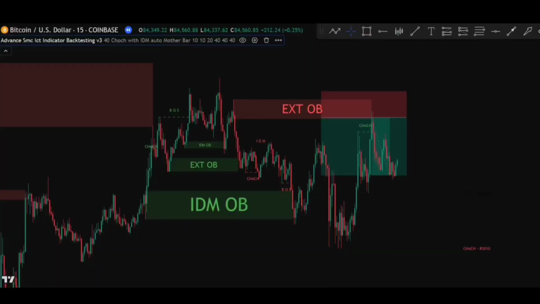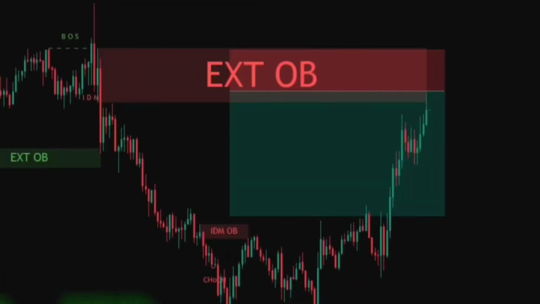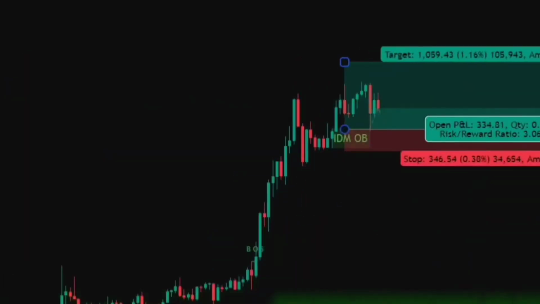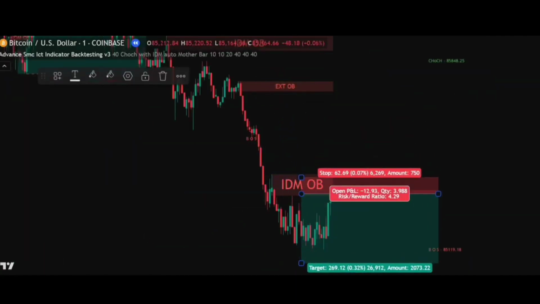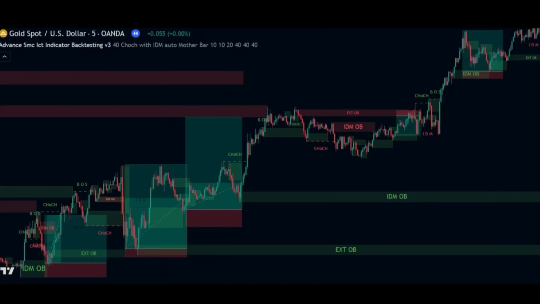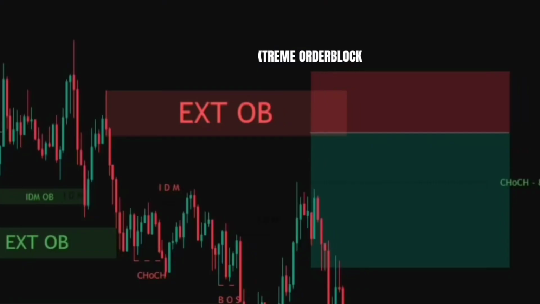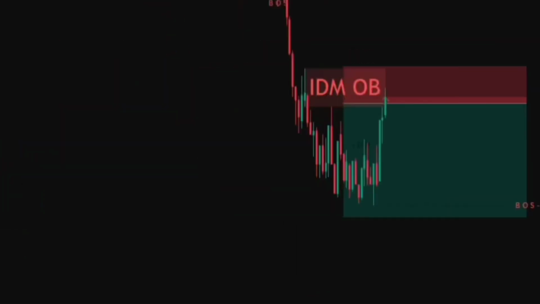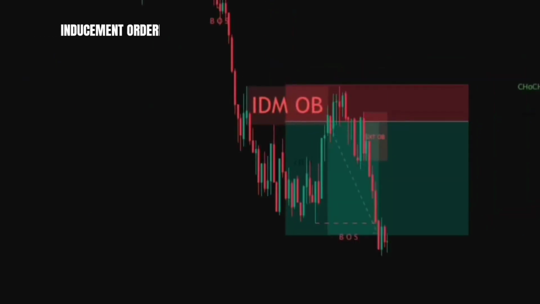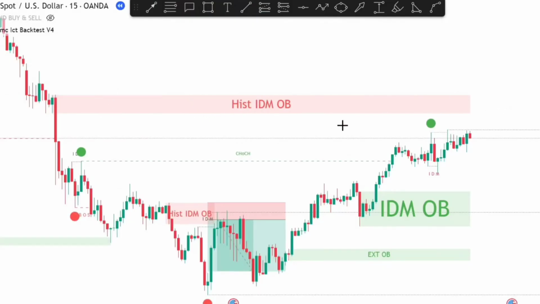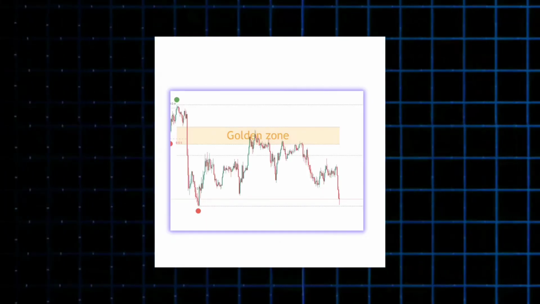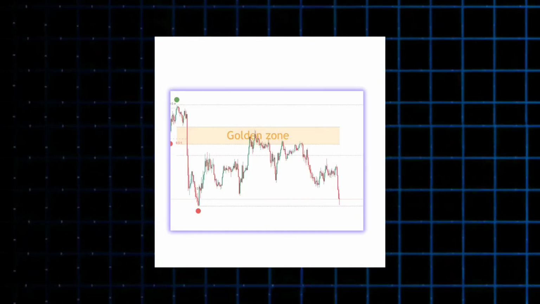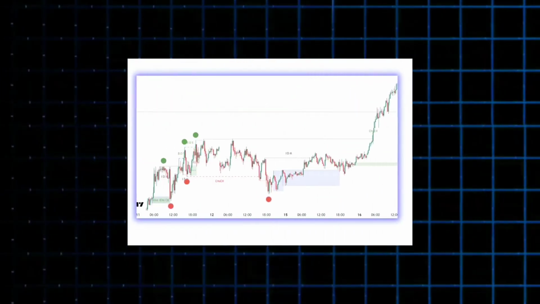Now, once you know the trend, you need to find smart money zones. These are automatically identified by the indicator as extreme order blocks, inducement order blocks, historic order blocks, and golden zones. These zones are where the institutions are likely placing their trades.